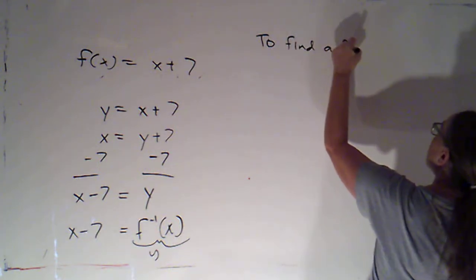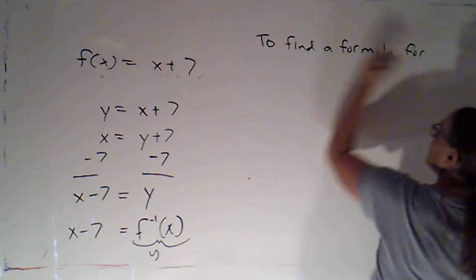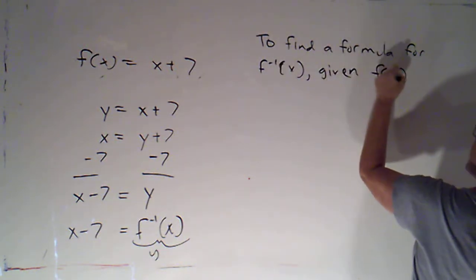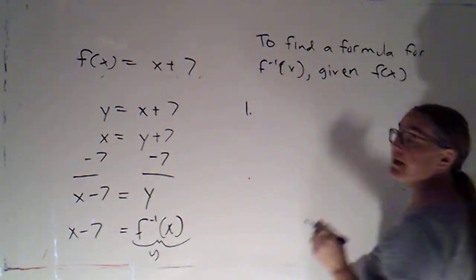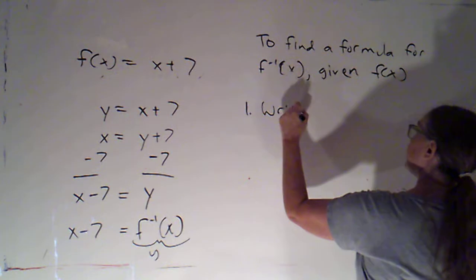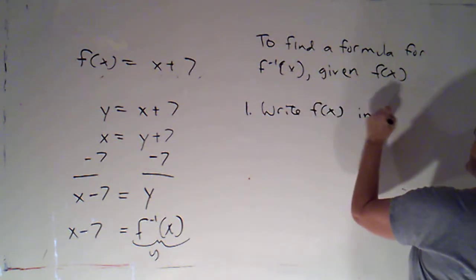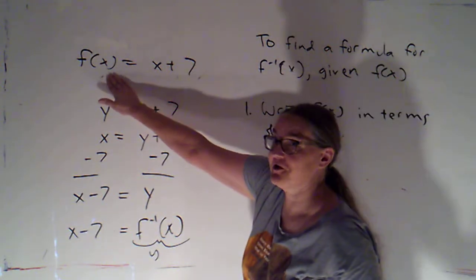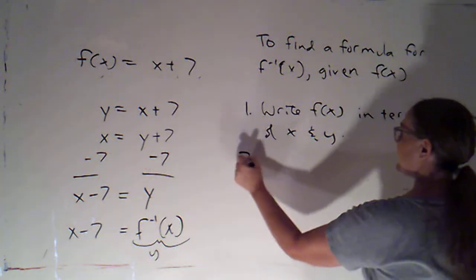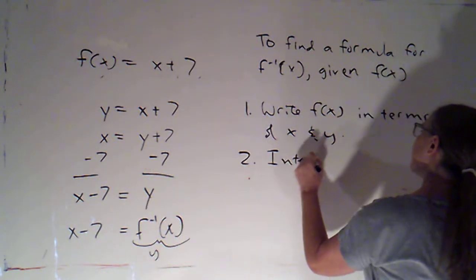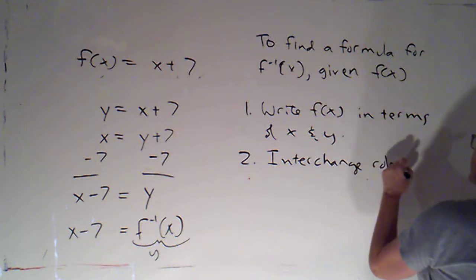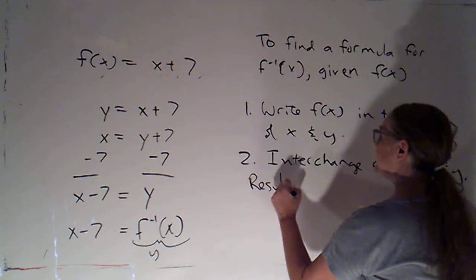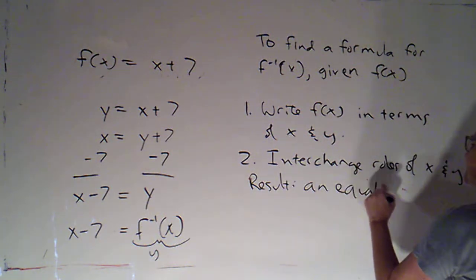To find a formula for f inverse of x given a formula for f of x, I can first of all just write f of x in terms of x and y. So rather than using the function notation, I'll just call the output y. Okay. Then I can interchange the roles of x and y. The result is an equation describing the inverse.